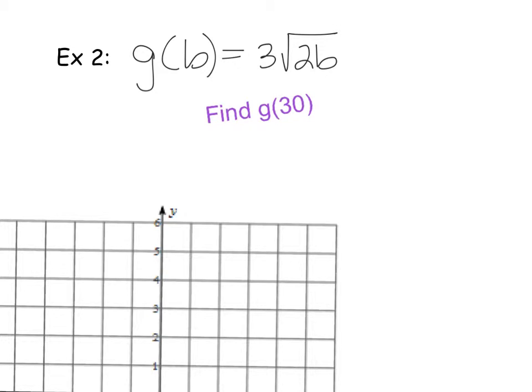All right, and for this next example, we have g of b. So function g with variable b is equal to 3 times the square root of 2b. Your job is to find g of 30. Go ahead and do that now.